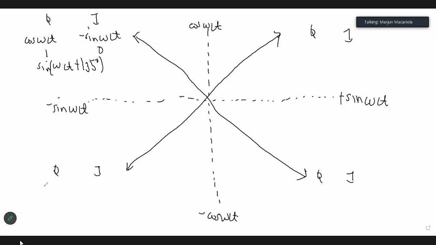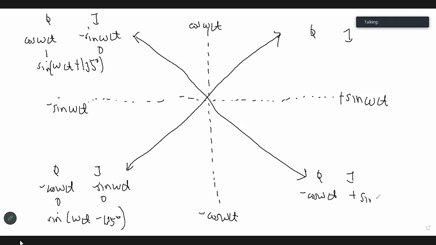So this will be equal to negative cosine omega ct, negative sine omega ct. So this is 0, 0, sine omega ct minus 135 degrees. Dito din, ganun din. So this will be equal to negative cosine omega ct positive sine omega ct, which is equal to 0 and 1, which is equal to sine omega ct minus 45 degrees.